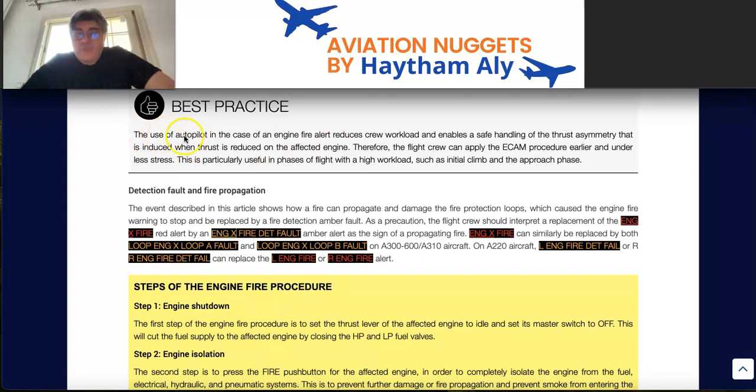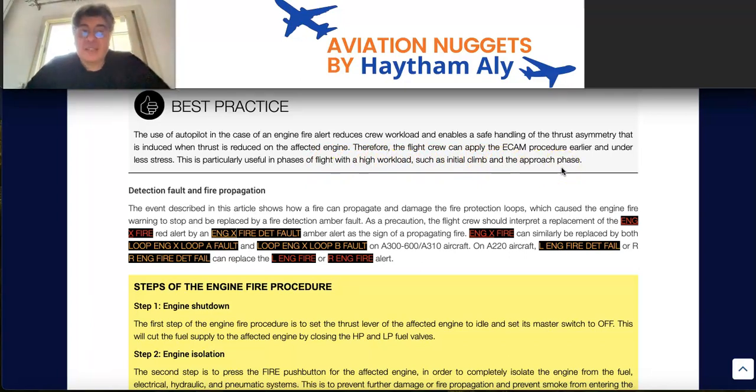Again, the use of the autopilot in the case of an engine fire alert reduces crew workload and enables a safe handling of thrust asymmetry that is induced when thrust is reduced on the affected engine. Therefore, the flight crew can apply the ECAM procedure earlier and under less stress. This is particularly useful in phases of flight with a high workload, such as initial climb and the approach phase.